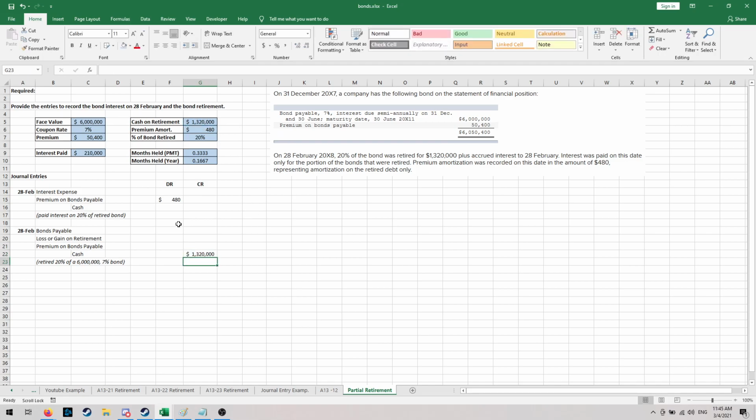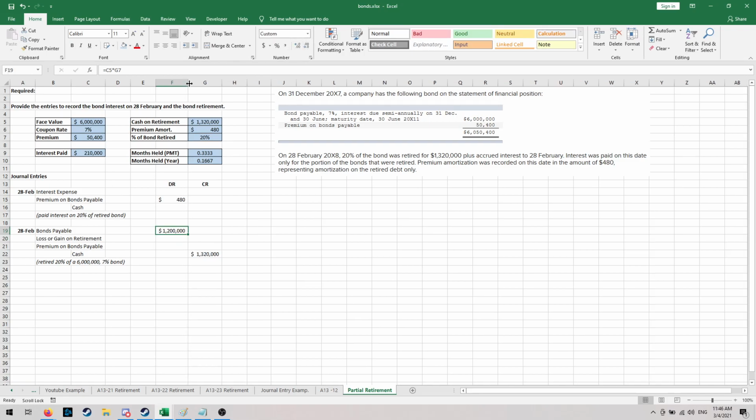We're told we retired 20% of the bond, or 20% of $6 million. So we can press 6 million times 20%, and we'll just make this visible, is $1.2 million. So we have that entry. So the rest of these are going to either be plugs or require a little bit of math, and we'll go through them now.